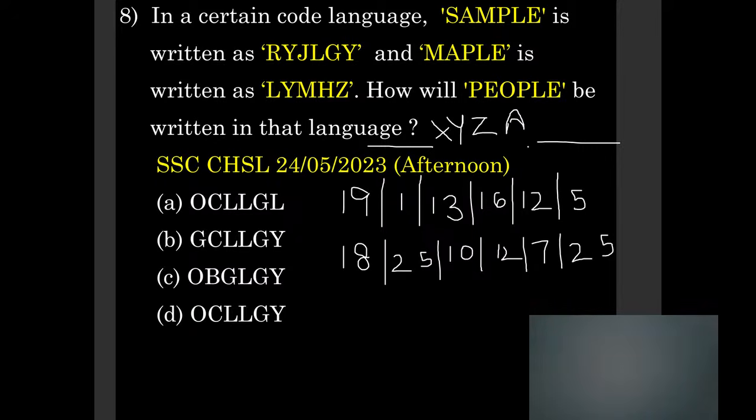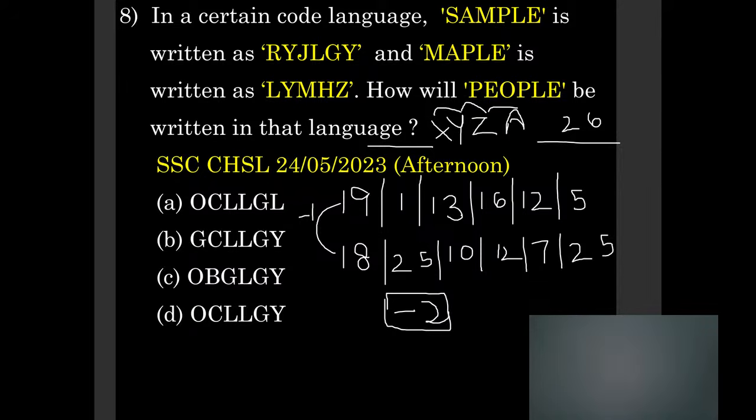Okay, let us check how to do. 19 became 18, which means they subtracted 1. Next, 1 became 25, which means they subtracted 2. As I said, before Z it is Y, before A it is Z, before Y it is X. So minus 2 is indicating Y, because a total of 26 alphabets are there.